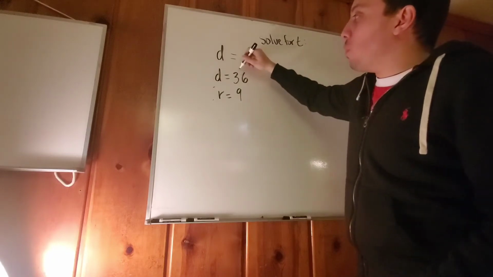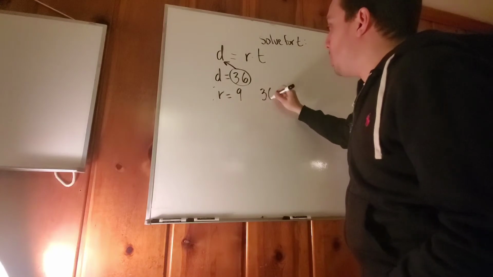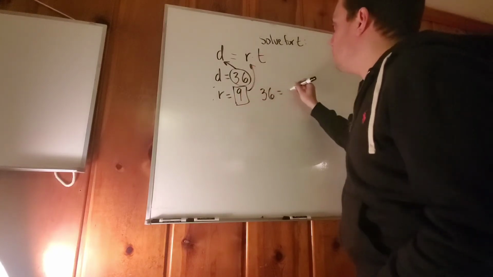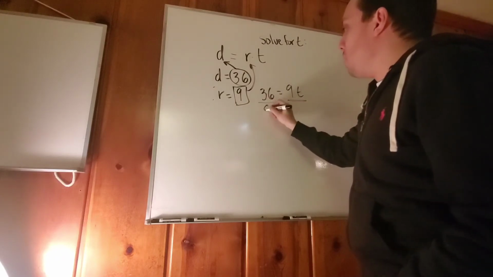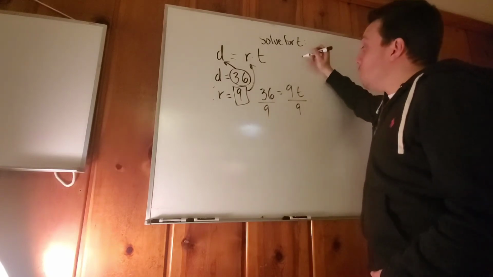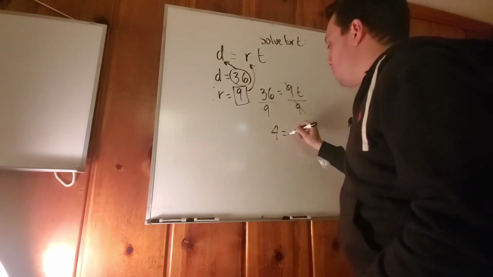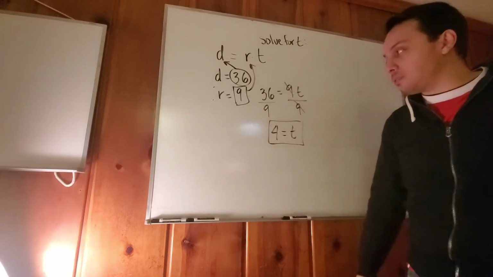To solve for T, we're going to put 36 here instead of the D, so it's going to be 36. And we're going to put the 9 instead of the R, 9T. And then we're going to divide by 9 on both sides, because we're solving for T, we have to leave T by itself. They divide, and so 4 equals T. And that's it for example 1.